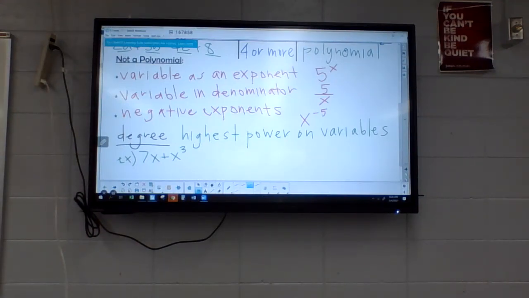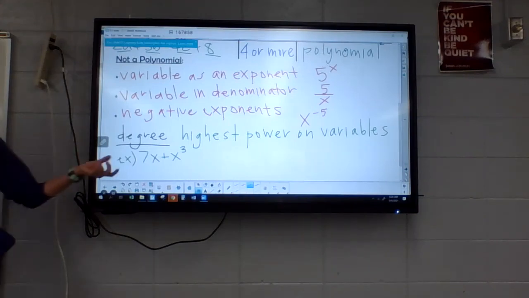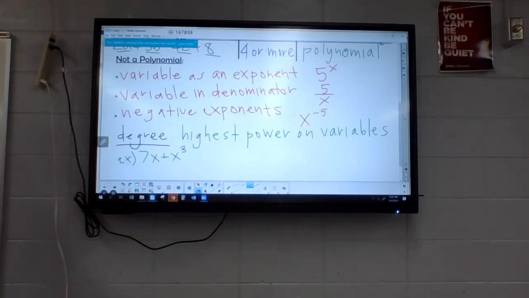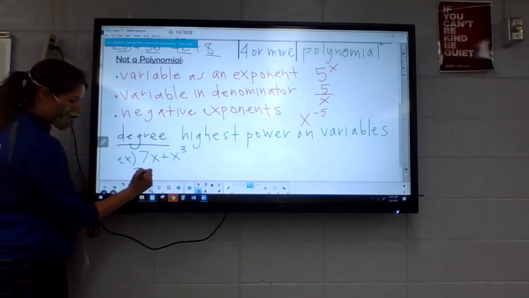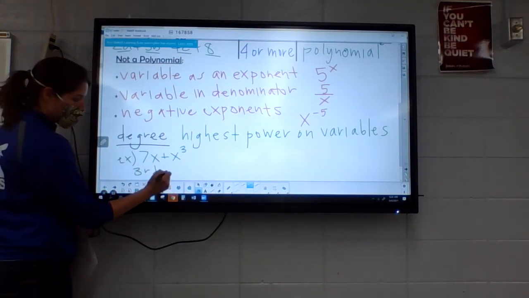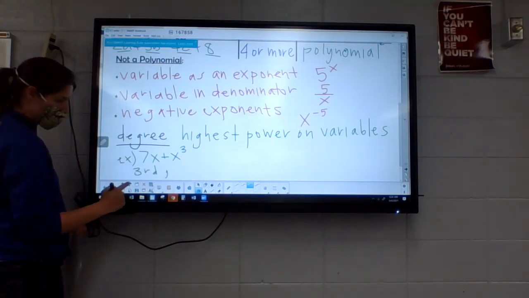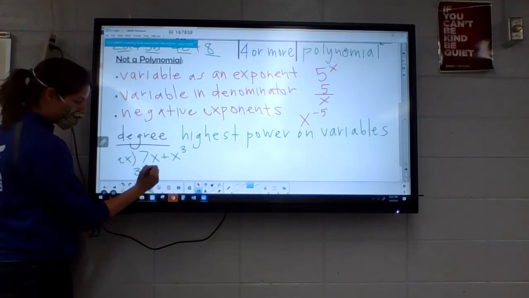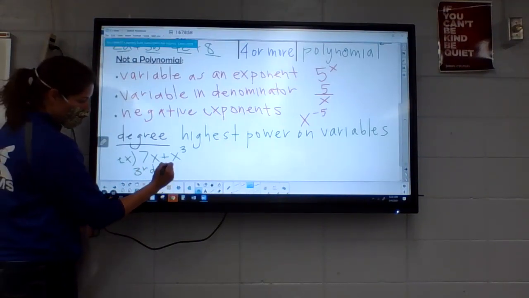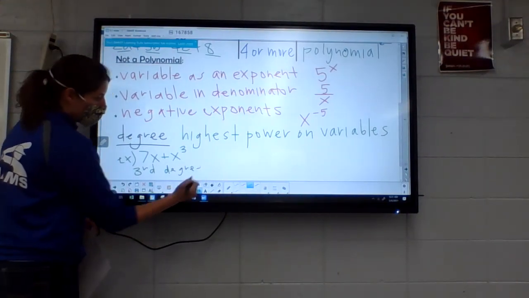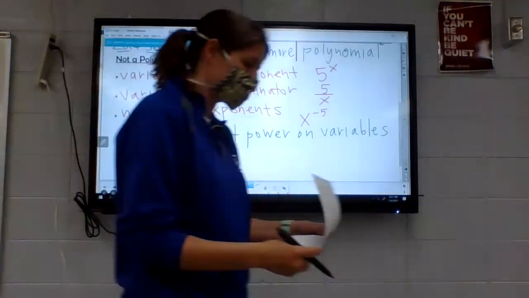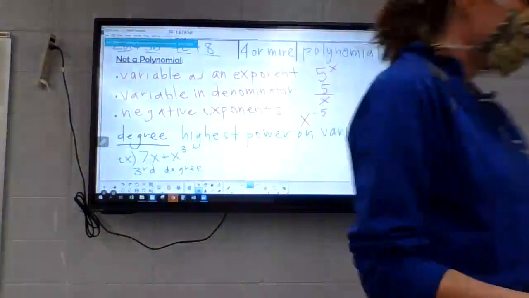So the degree of this polynomial, this is a binomial, the degree of it is the highest power on the variable. So we'd say this is degree of what? 3. So we call this a third degree polynomial. Sounds pretty serious.